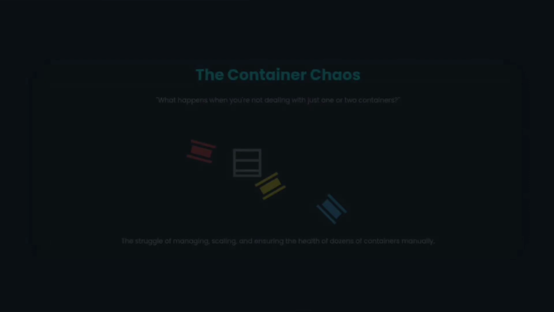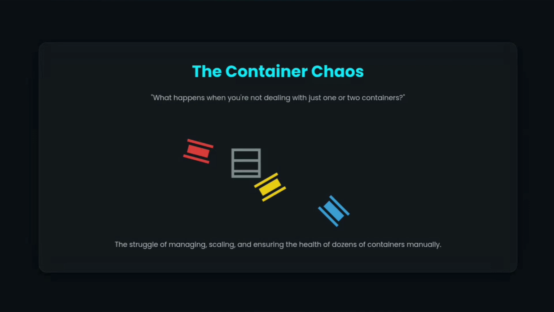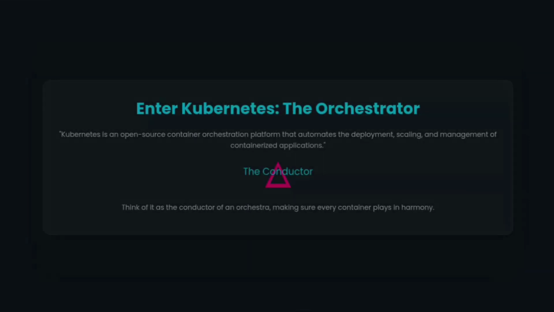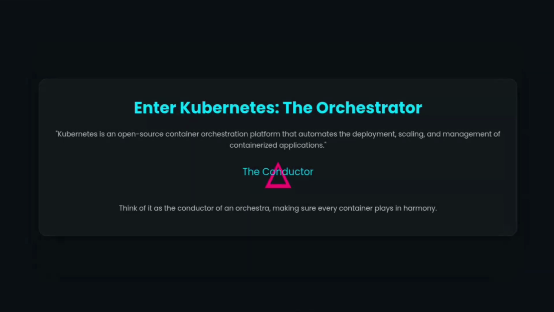Let's face it. Containers like Docker have revolutionized how we build and deploy applications. But what happens when you're not dealing with just one or two containers? What about dozens, hundreds, or even thousands? How do you manage them all? How do you make sure they're running smoothly, scaling automatically, and healing themselves when things go wrong? This, my friends, is where the container chaos begins. That's where our superhero enters the scene, Kubernetes.